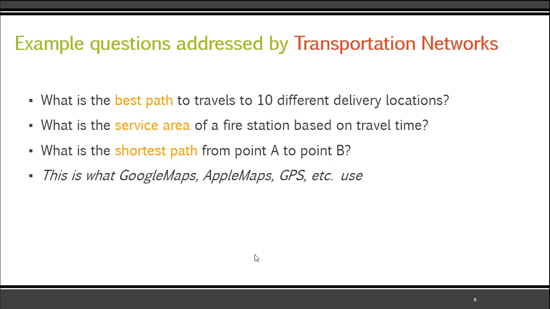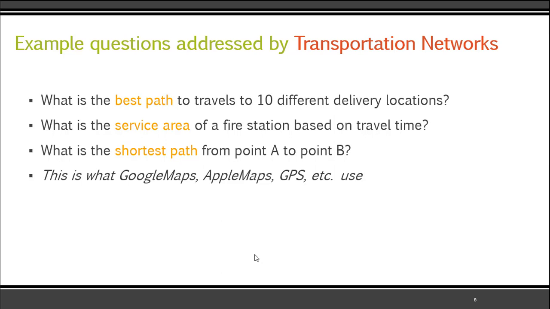But transportation networks aren't just for travel directions and best travel routes. You can also build what we call service areas. So you can look around a location and see how long it takes on the street network for customers or individuals to get to you or to get away from you by driving along the network.